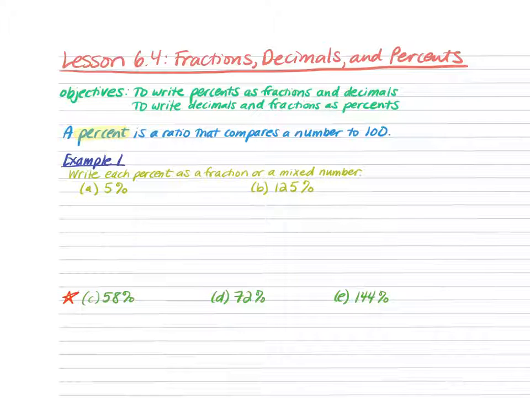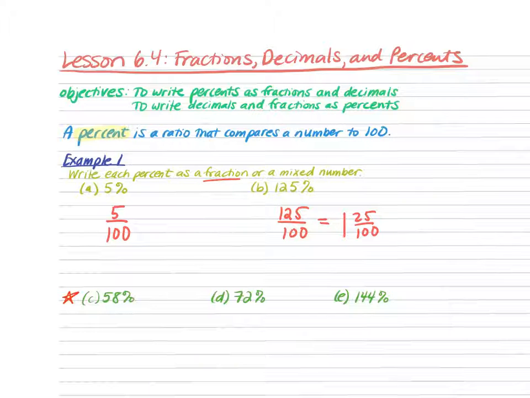Percent is a ratio that compares a number to 100. So in the first example, we're going to show how this is written. It says, write each percent as a fraction or a mixed number. 5%, that means, a percent is a ratio that compares a number to 100. So this is just saying 5 divided by 100. Remember, you can write a ratio as a fraction. And then for this one, it's 125%, so it's 125 divided by 100. And to write this as a mixed number, 100 goes into 125 one time, and then we're left with 25.